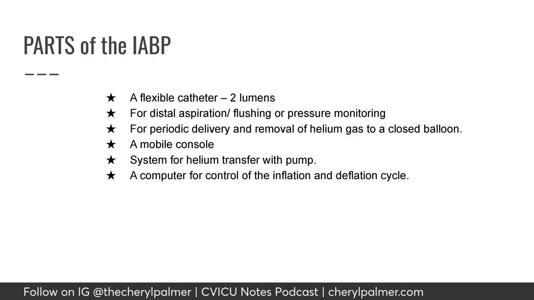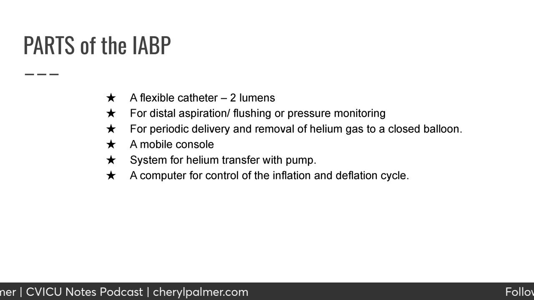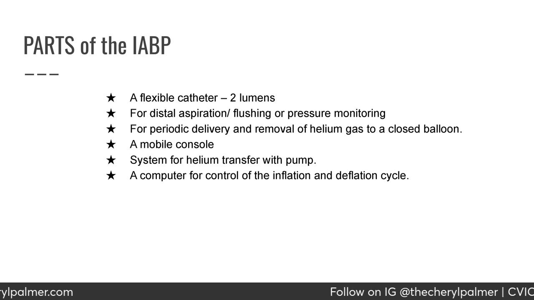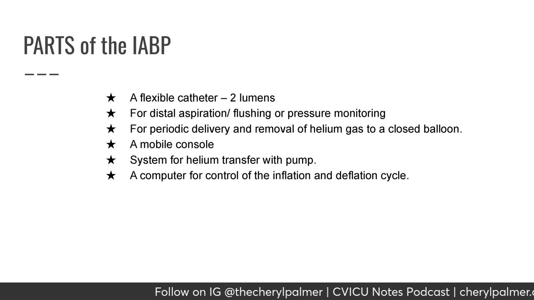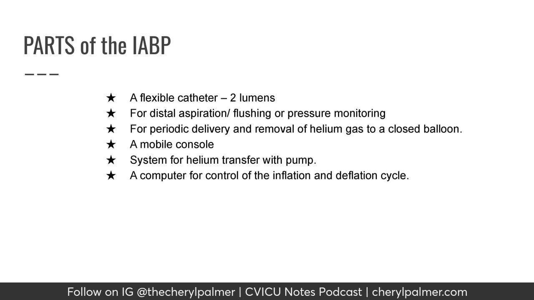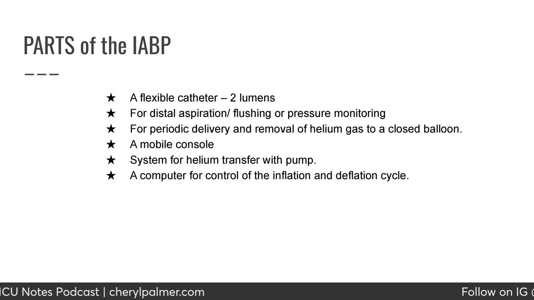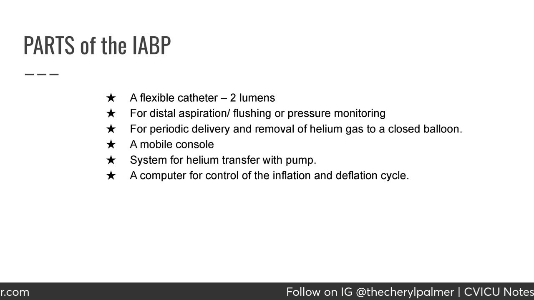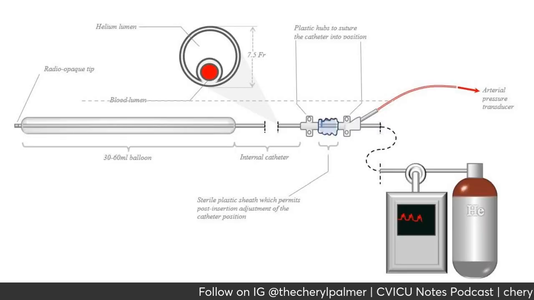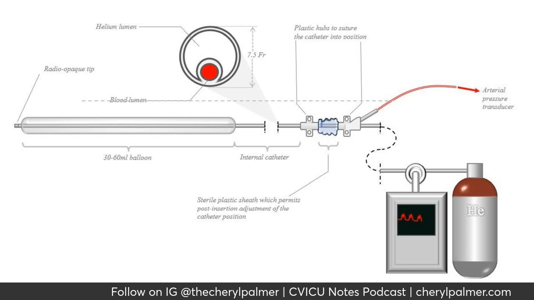Parts of the balloon pump, or IABP. You have a flexible catheter with 2 lumens for distal aspiration, flushing, or pressure monitoring, for periodic delivery and removal of helium gas to a closed balloon, and a mobile console. You have a system for helium transfer with the pump and a computer for control of the inflation and deflation cycle. Here is a photograph of it.